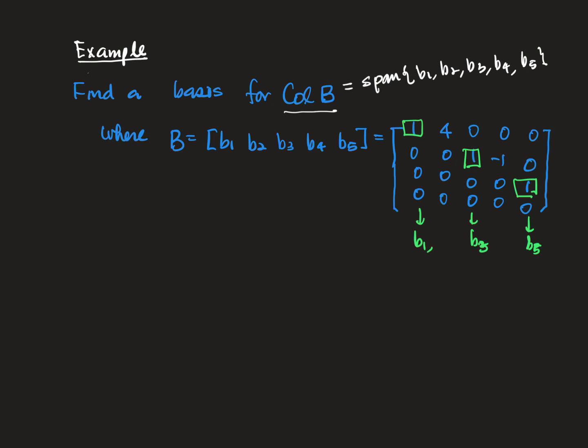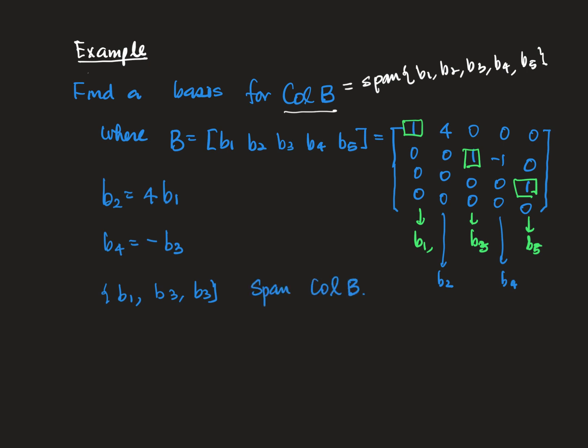The other columns are B2 and B4. Let's check B2. The B2 column is 4 times B1, so it's a linear combination of B1. B4 is a linear combination of B3, negative B3. So remove those columns, and we have B1, B3, B5 as the span of the column space of B. Guys, make sense?